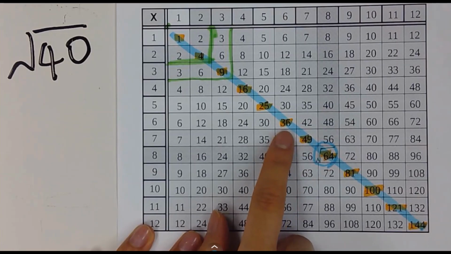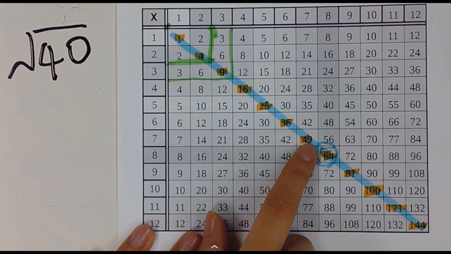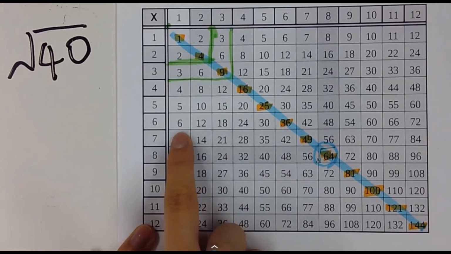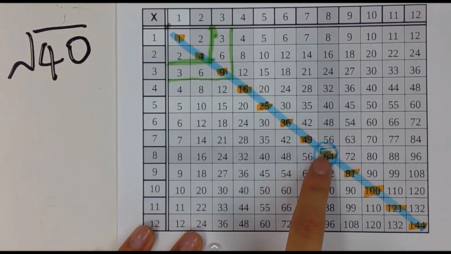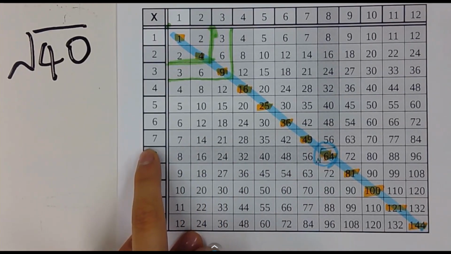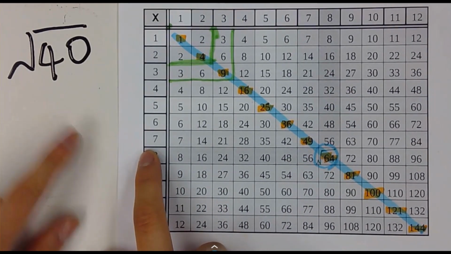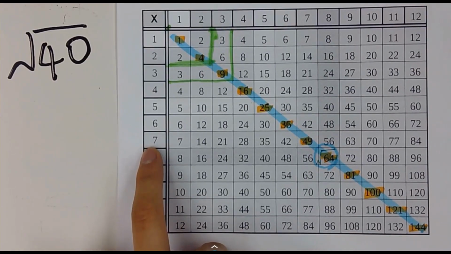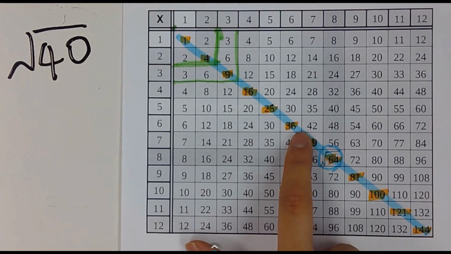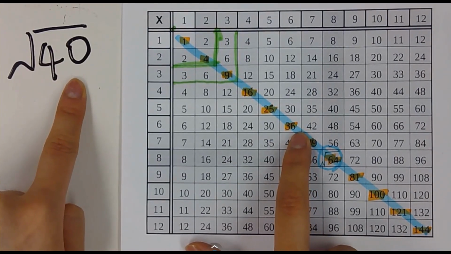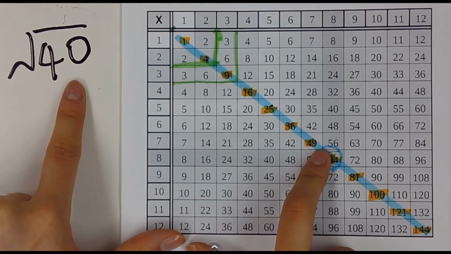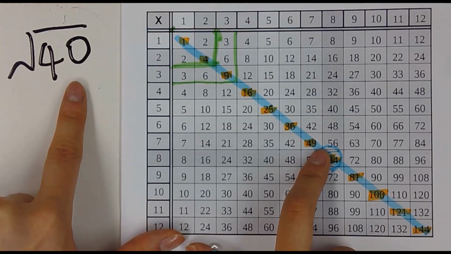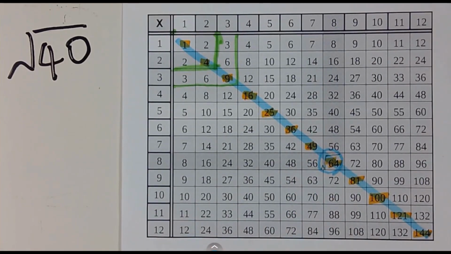Let's see what the square roots of 36 and 49 are. If you follow to the left, we know that square root of 36 is 6, and square root of 49 is 7. So square root of 40 has to be in between 6 and 7. I also know that 36 is about 4 smaller than 40, and 40 is 9 smaller than 49. Again, we followed the same process.